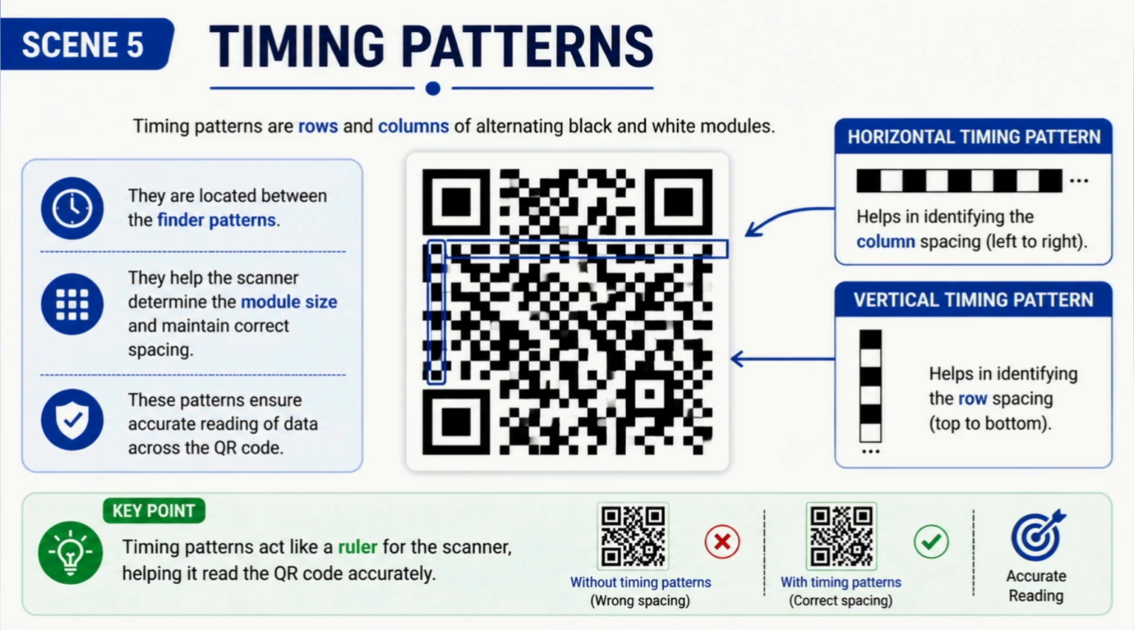The alternating patterns act like a reference scale for the scanner. It ensures proper spacing between the modules. Timing patterns are essential for accurate data decoding. They help maintain the correct proportion of the QR code. Without timing patterns, the scanner may misinterpret the layout. Thus they act as a coordinate system for the QR code.